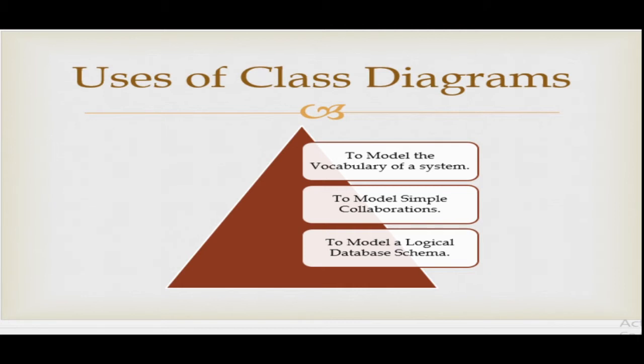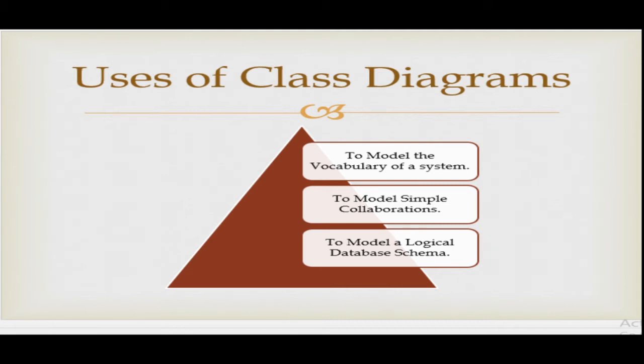When we model the static design view of the system, we typically use class diagrams in one of three ways. The first one is to model the vocabulary of a system. This involves making a decision about which abstractions are part of the system under consideration and which fall outside its boundaries. We use class diagrams to specify these abstractions and their responsibilities.